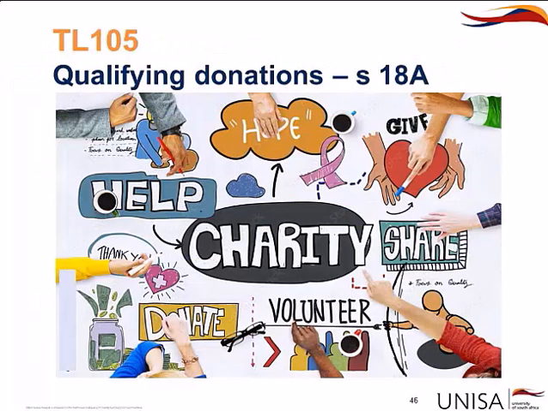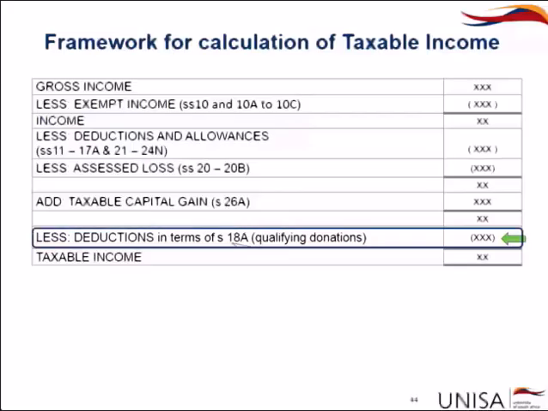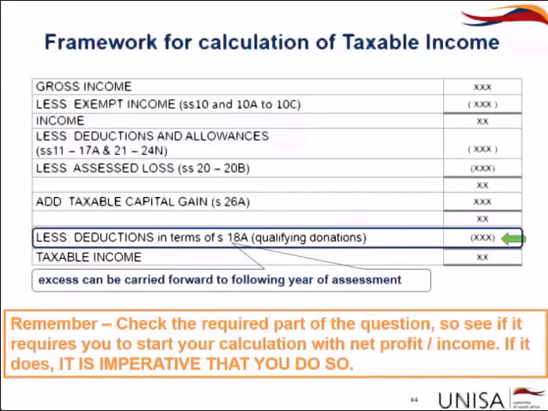Let's have a look at qualifying donations, Section 18A. Remember, here we are looking at the deduction that we get in our taxable income. We're not looking at donations tax. Whereabouts does it come into effect in our framework? Well, it must be the very last deduction that we make when we are calculating taxable income. If you put it anywhere else, you will not get the marks. Okay, so it's vitally important that you remember to do it as your last deduction. Should there be an excess in terms of what we're allowed to claim for the year and what we actually donated as qualifying donations, we will carry that excess forward to the following year of assessment.